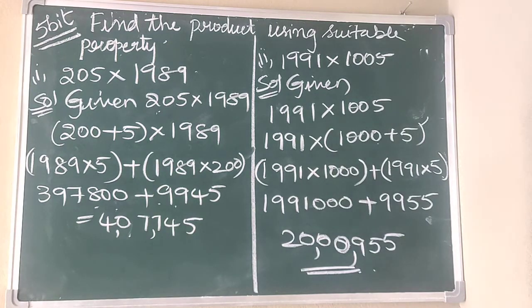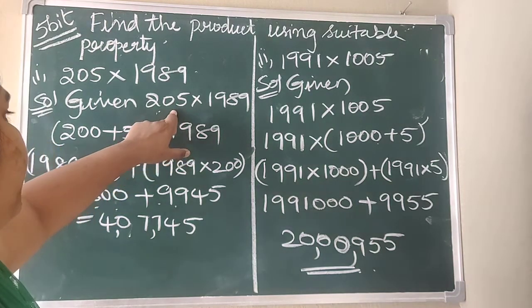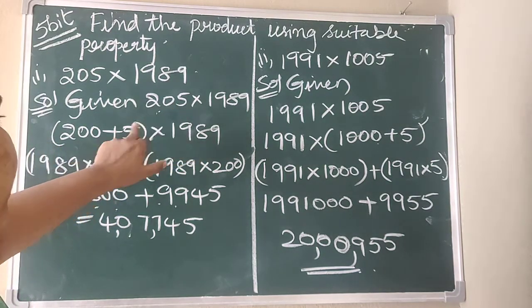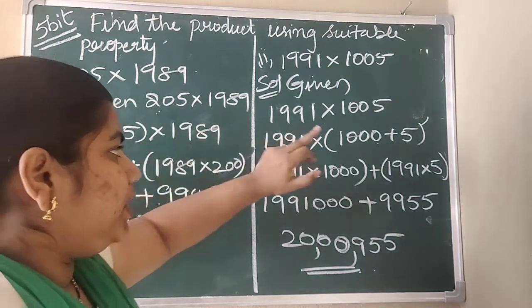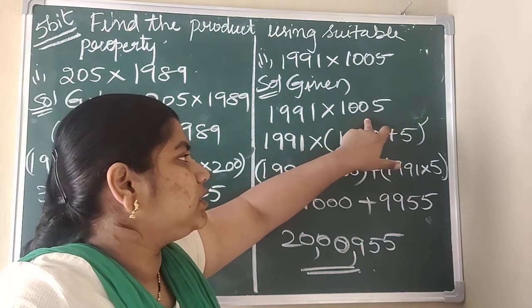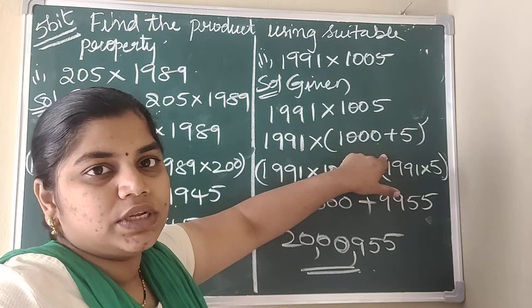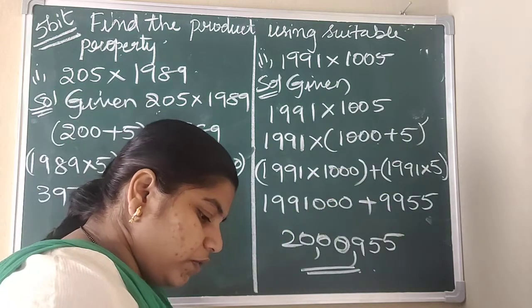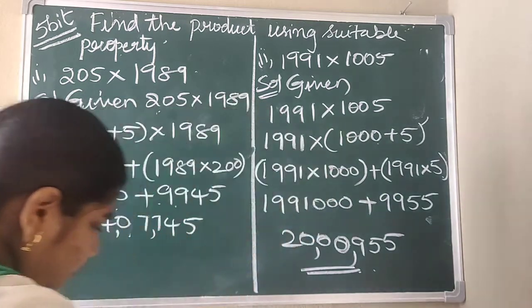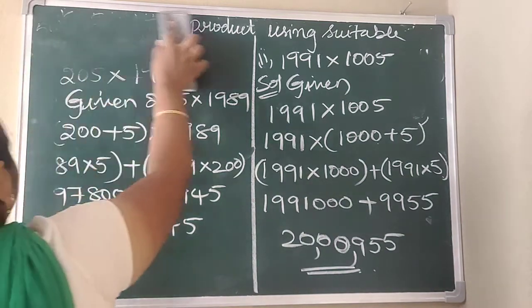So by using the distributive property, we have solved both the problems. So I have split it in this case 205 in the form of 200 plus 5. In this case I have split 1005 in the form of 1000 plus 5. So this is how by using the property. Next, sixth question.